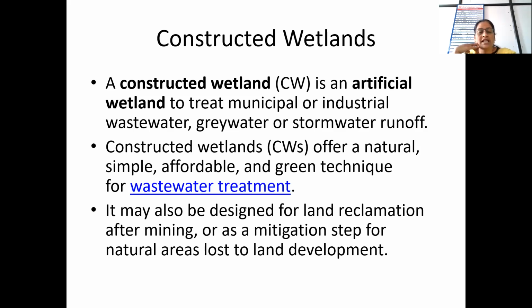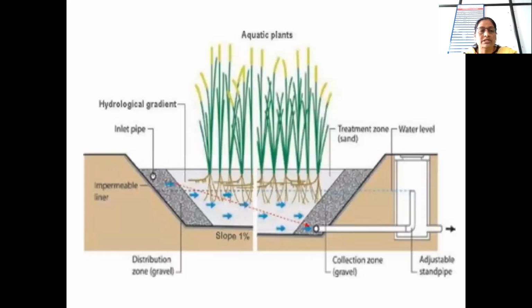And at that time, you can reclaim that soil by depositing the cut plants which are grown in the constructed wetland or the root zone technology. These can be cut into small pieces, and then applied to the same place, and this will help to reclaim the soil as a mitigation step for natural areas lost to land development.